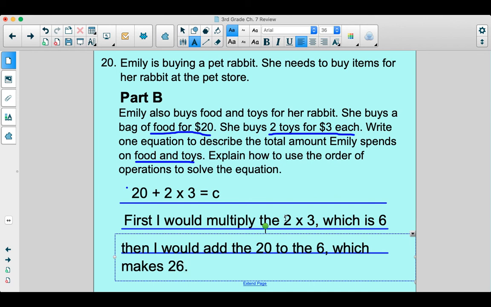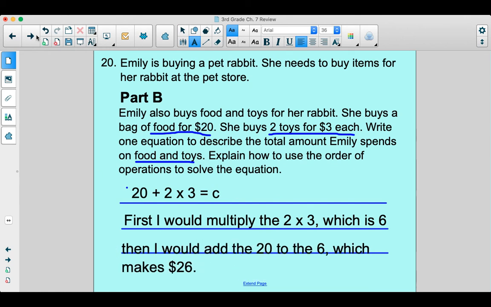All right. Does that make sense to you? It seems like she spent $26. So 2 toys for $3 each and a bag of food for 20. All right. And then, of course, you want to make sure you have your answer that she has spent $26. All right. And I put my dollar sign in at the very end there.